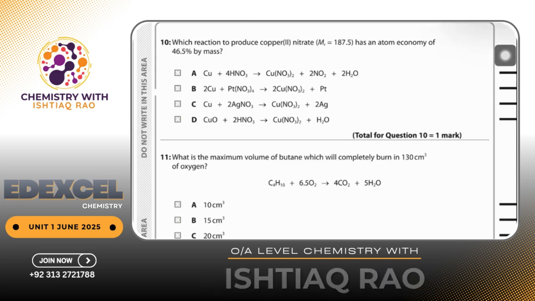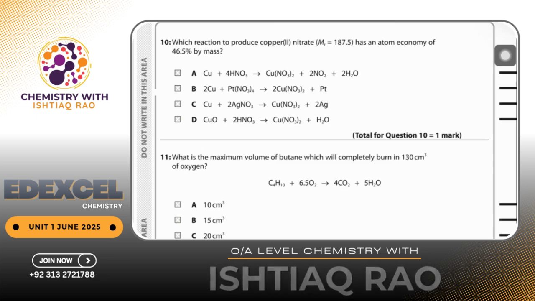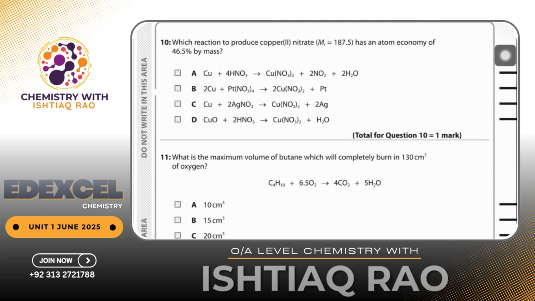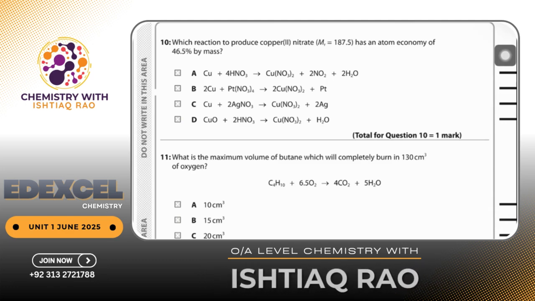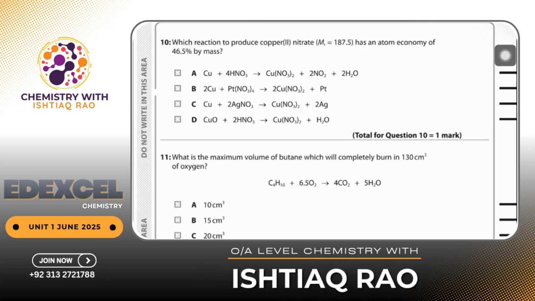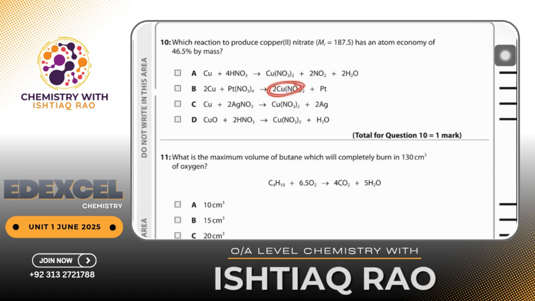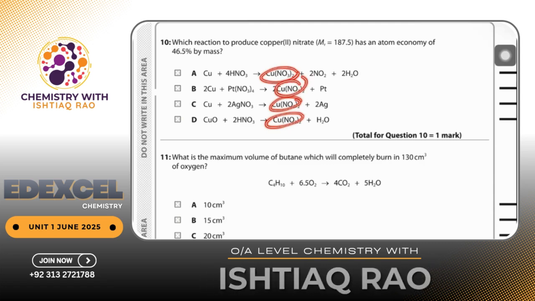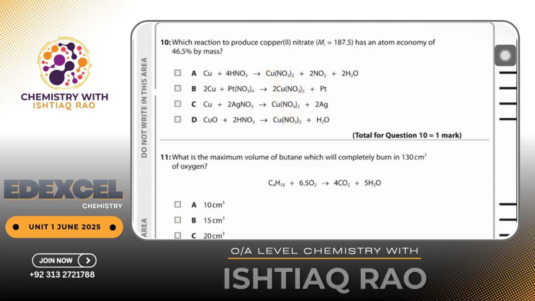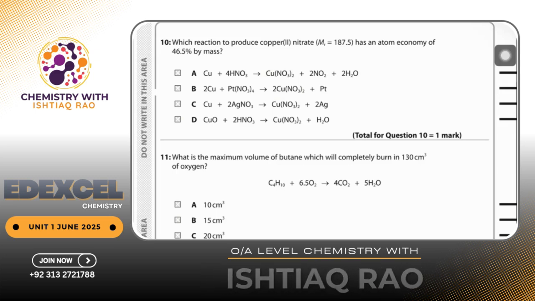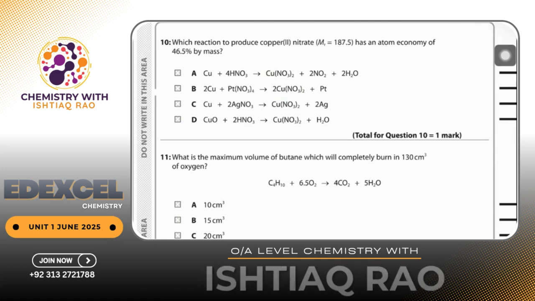Okay, so basically in this question, they are saying which reaction to produce copper nitrate has an atom economy of 46.5% by mass. In all the reactions, copper 2 nitrate is produced. Copper nitrate, copper nitrate, copper nitrate, and copper nitrate, right? So we have to check it all, in which reaction I would be looking at the given atom economy, that is 46.5%, right?